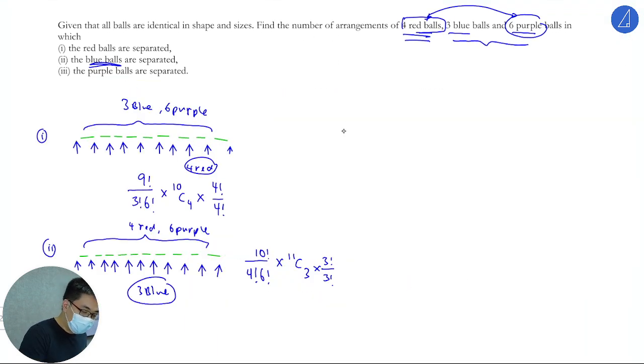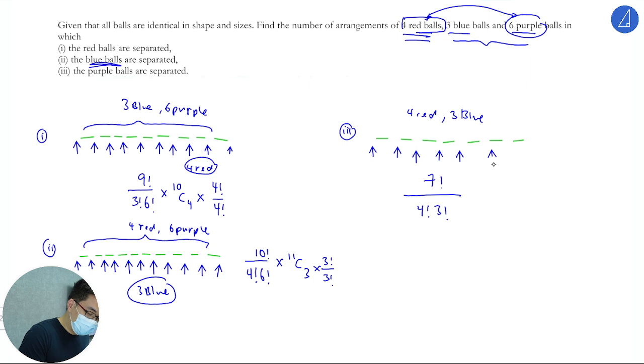Then we look at the last one. Purple ball is separated. So 1, 2, 3, 4, 5, 6, 7. You arrange 4 red, 3 blue. 7 factorial over 4 factorial, 3 factorial. 1, 2, 3, 4, 5, 6, 7, 8. So this is 8. Choose 6 for purple. Then times 6 factorial over 6 factorial. These are all redundant. You can just ignore.